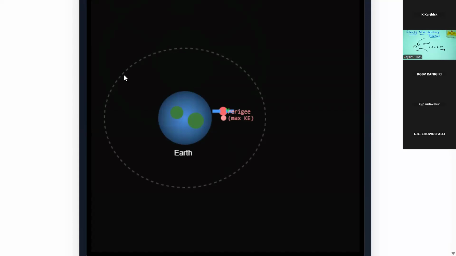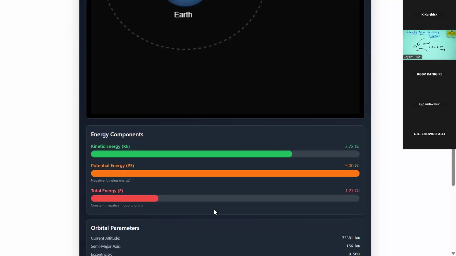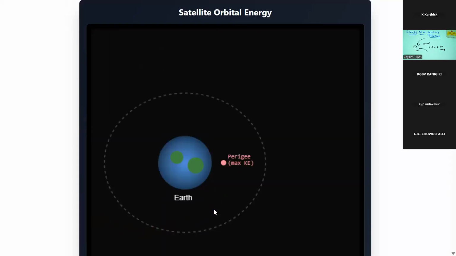Now I will play again. Now you can see that the satellite distance from the Earth is constantly changing. So this is the key to understanding energy conservation in orbit.